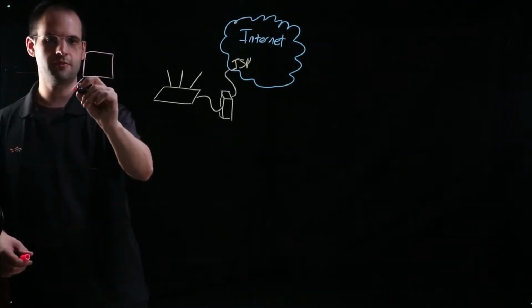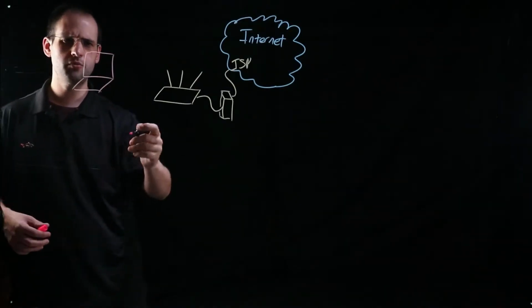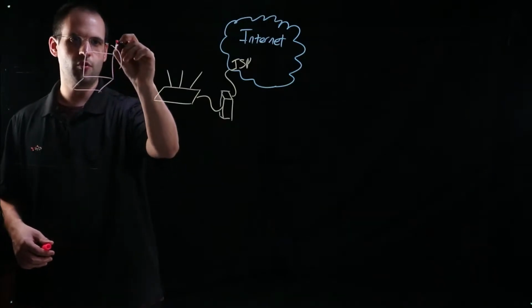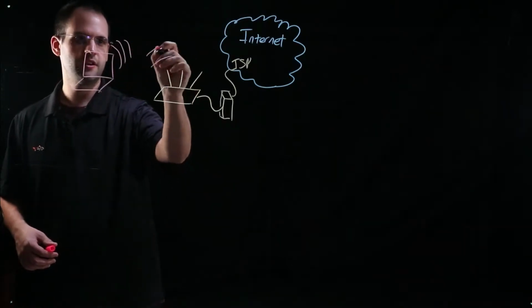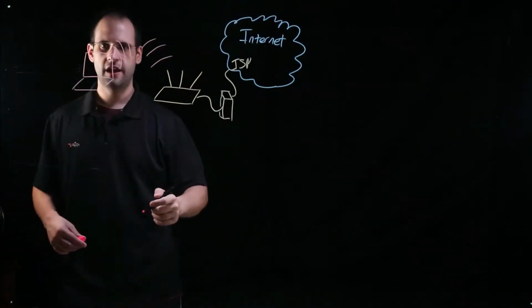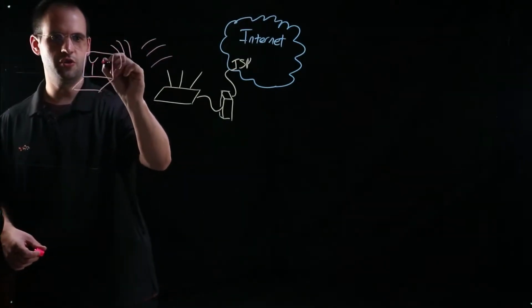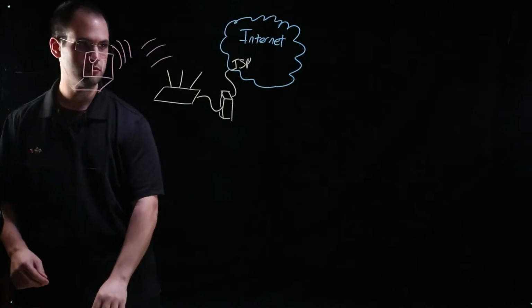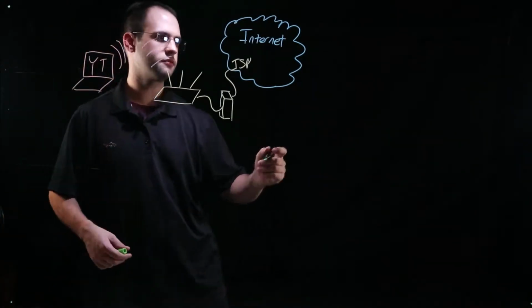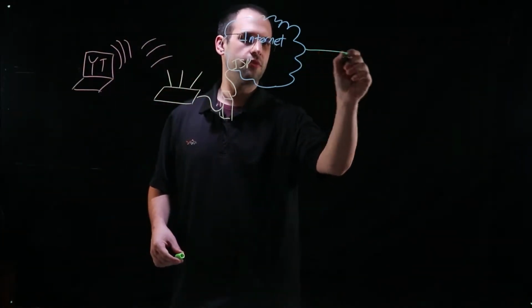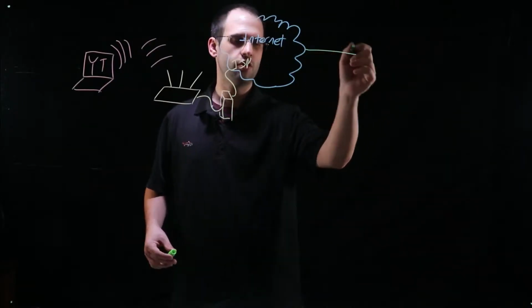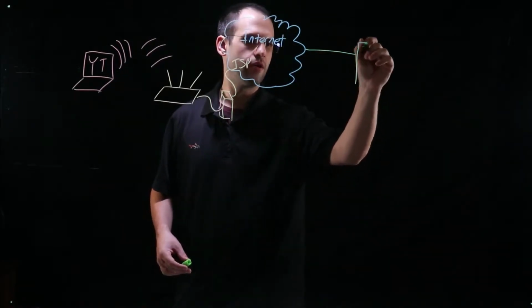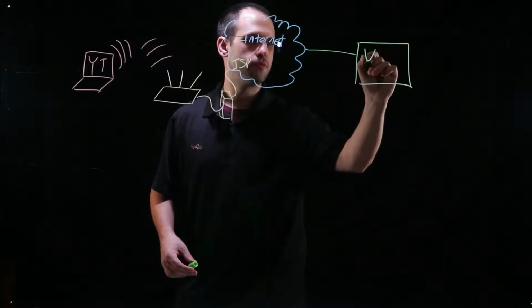Let's say you're on your computer here. I'm going to draw a little laptop. And our computer, we're going to make it Wi-Fi, and it's going to connect out to this network here. Let's say we're trying to go to YouTube. YouTube is a part of Google, a subsidiary of the Google company. So let's just say we go out to the internet, and eventually we make our way over here to YouTube.